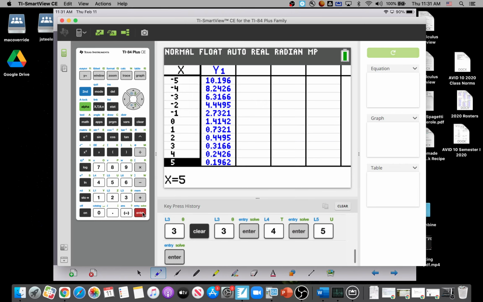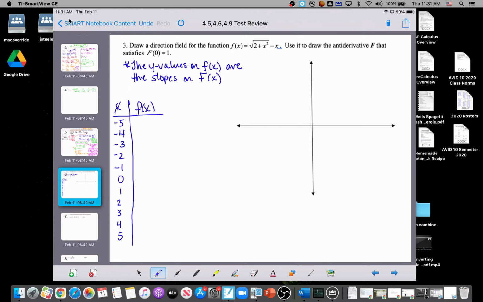So I'm going to go ahead and record those. We have 10.2, 8.2, 6.3, 4.4, 2.7, 1.4, and then we had 0.7, 0.4, 0.3, 0.2, and basically still 0.2. Okay, so our slopes start out very steep and they get more and more shallow as we go.